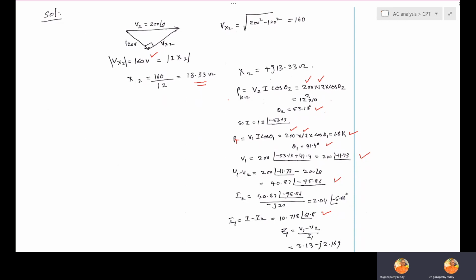So how do you get the idea? The problem should be solved like this only. That is the complexity of the subject. By solving more and more problems, you will get the idea.